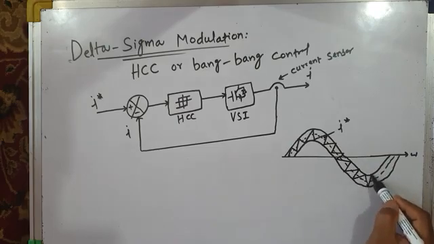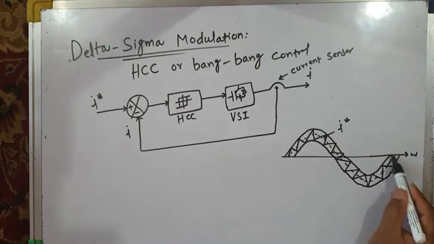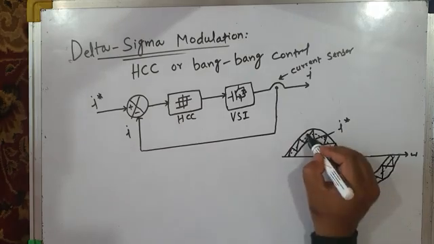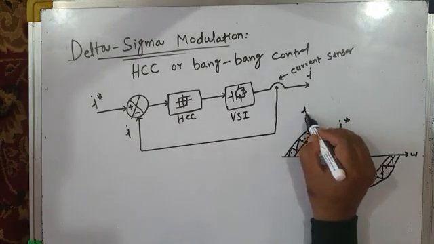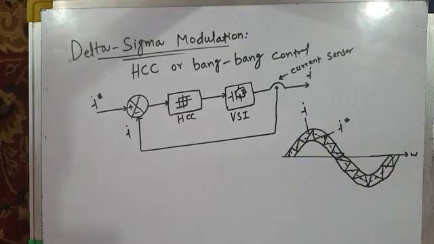Now, depending upon the hysteresis band, you can have a good quality of current. If the hysteresis band is low, you can have a very good quality of current, which is nearly sinusoidal in nature. So this is the actual current I.